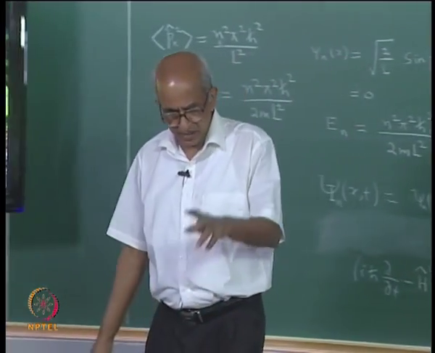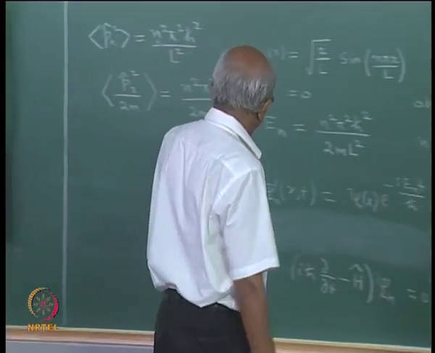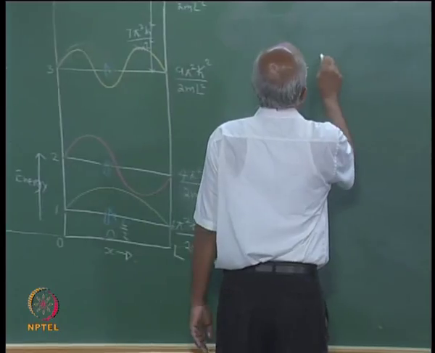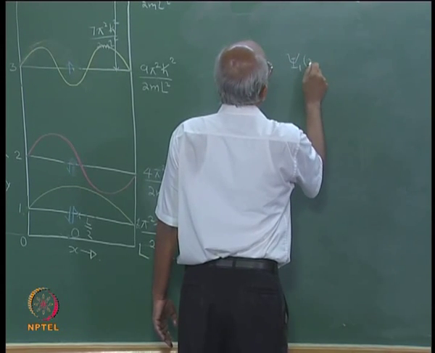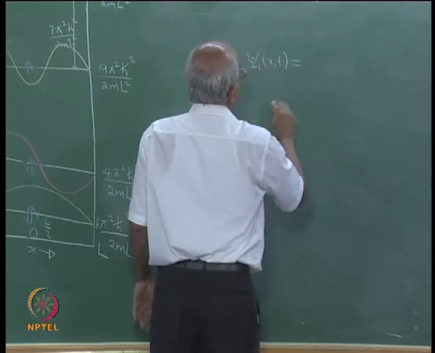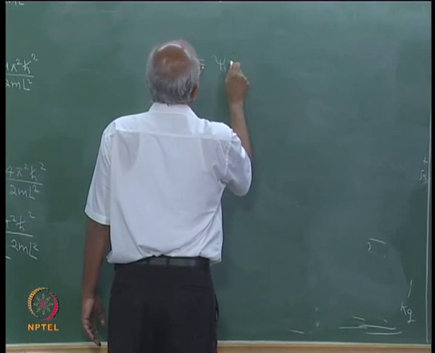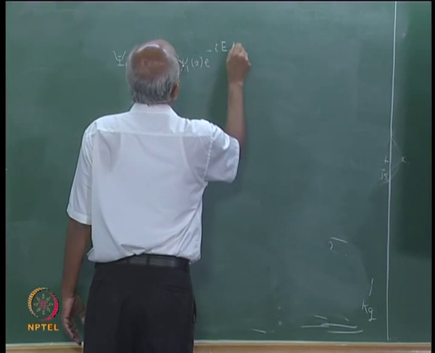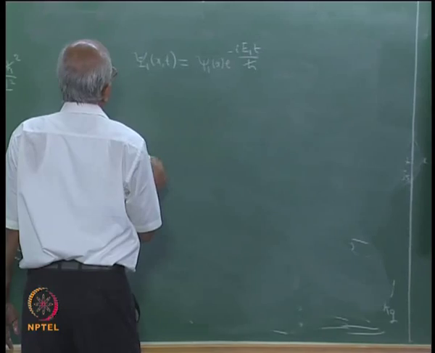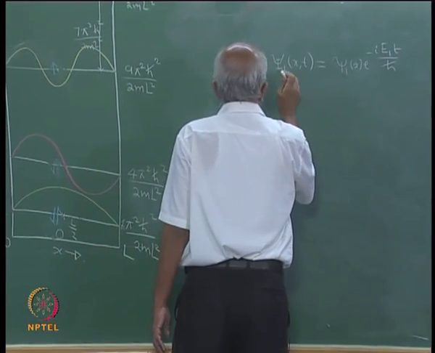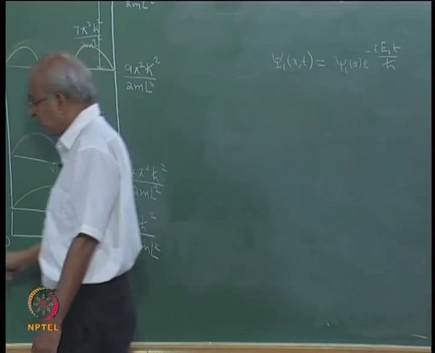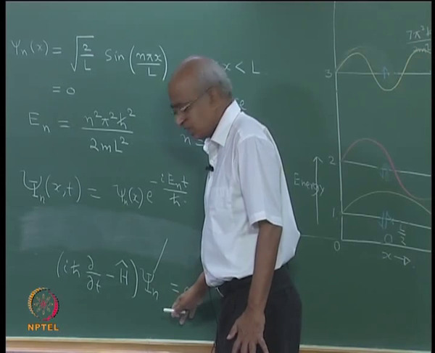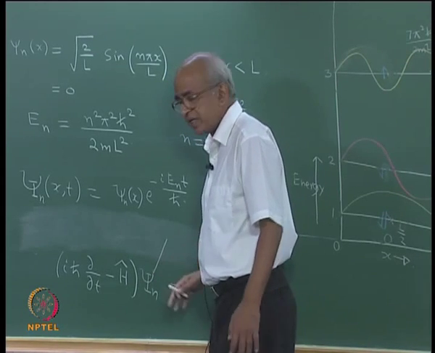Another thing that I did mention yesterday is this. Imagine I take my ground state. What is my wave function for the ground state? It is actually psi 1 of x, t. This is the total wave function that I am writing, equal to psi 1 of x e to the power of minus i E1 t by h cross. The full wave function is this, and remember, this function will obey that equation. We just have to put n equal to 1, and it is going to be obeyed.